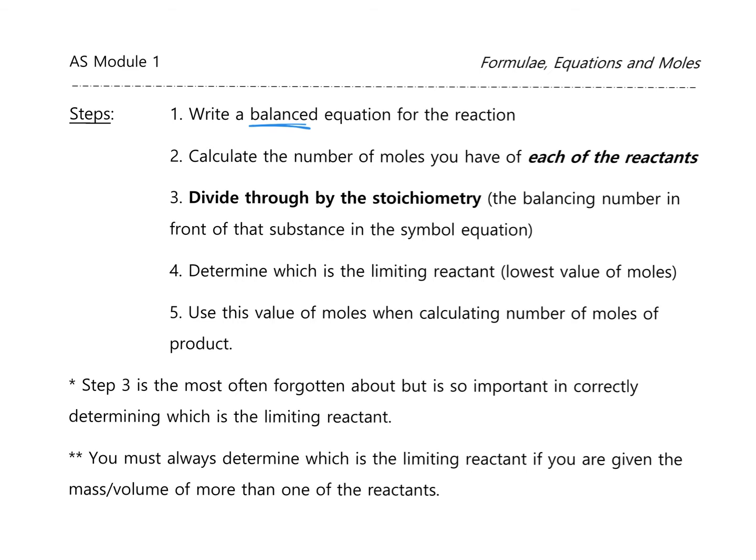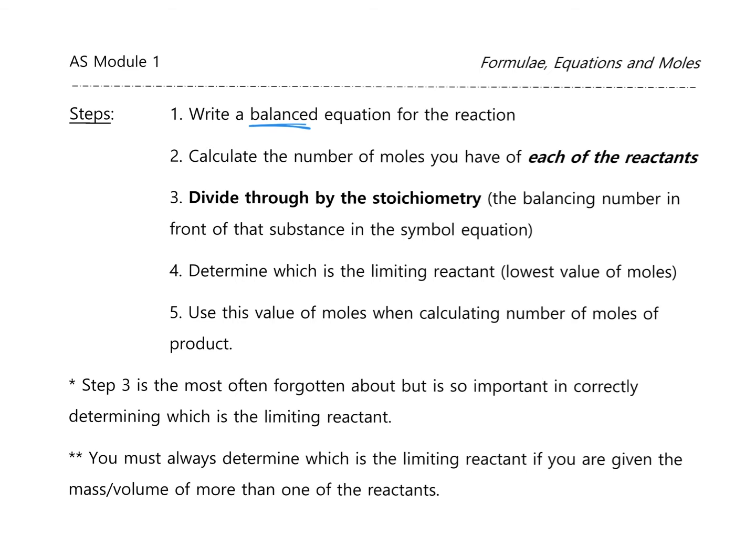So how you'll identify this type of question is they'll give you the mass or the volume or whatever of more than one of your reactants. So you'll know from that you need to work out how many moles do I have of each and which is my limiting reactant. You'll then need to divide through by your stoichiometry, in other words, your balancing number ratio.